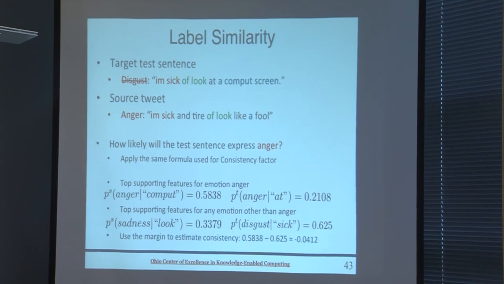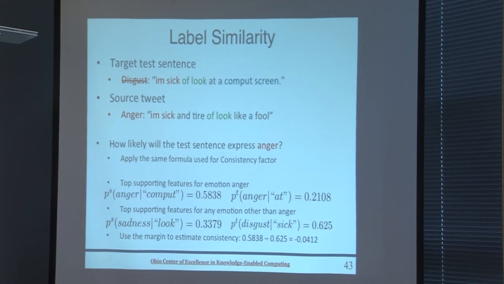So in this case, you can see that there is a very strong supporting feature for emotion disgust, right? So in that case, you can see the consistency factor is negative. What this means is that the chance of these two, the tweet and the sentence, having the same label would be much less. So that is what I mean by label similarity.